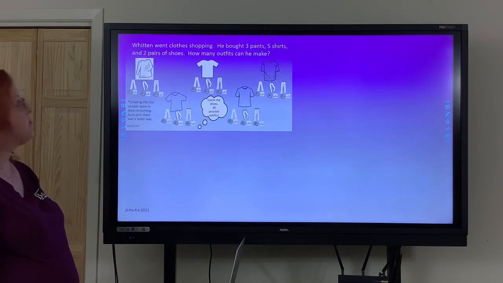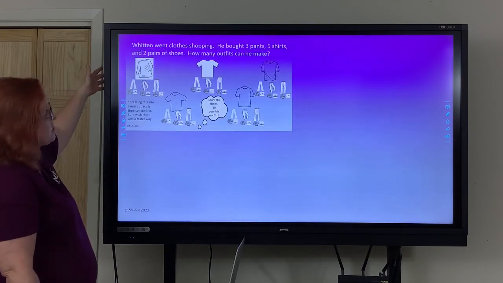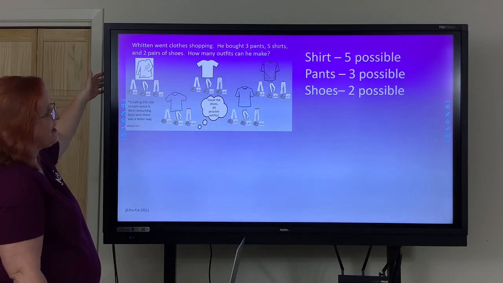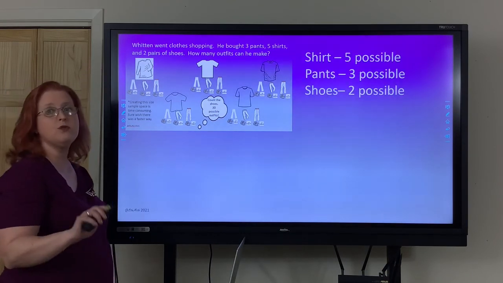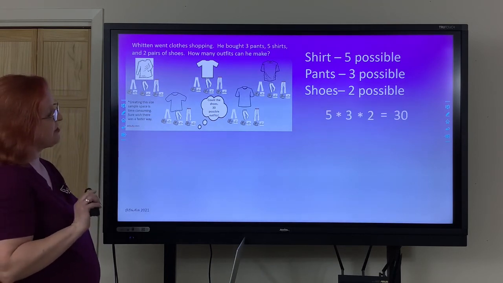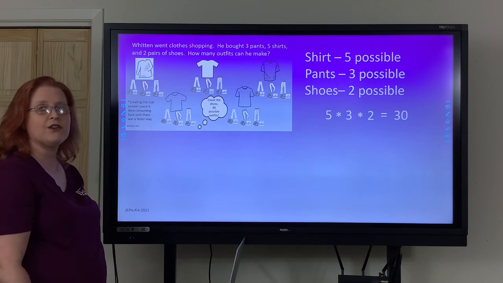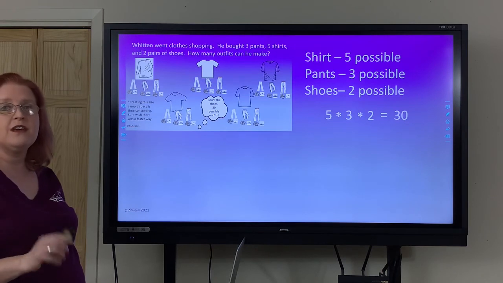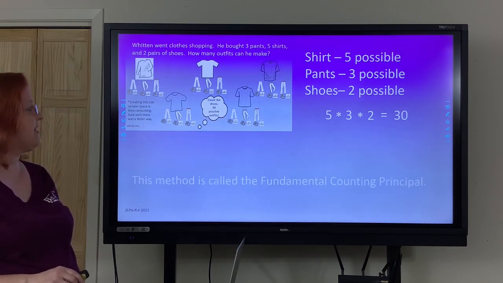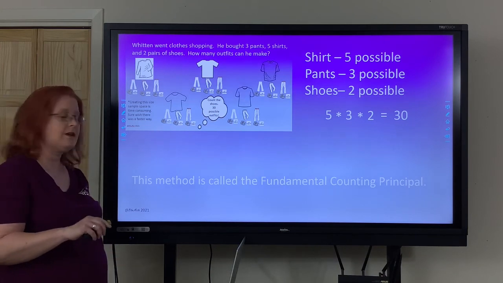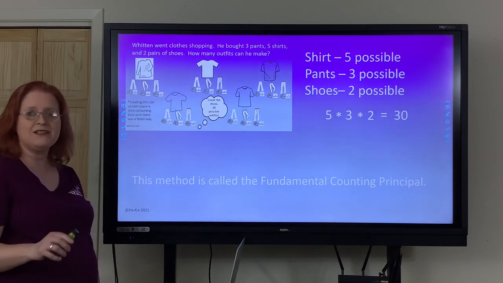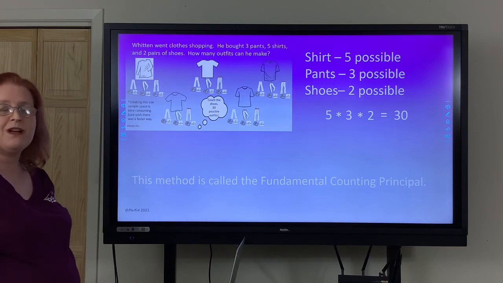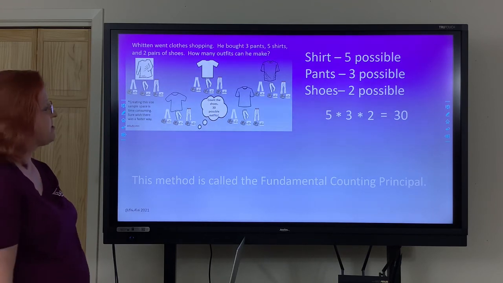On our clothes shopping with Witten, we would have 5 shirts, 3 possible pants, and 2 possible shoes. So when you multiply 5 times 3 times 2, you get 30. And so again, if you don't need a list of everything and you just need the number, that's the easier way to do it. And this is called the fundamental counting principle. What that says is exactly what I just told you. You multiply the outcomes of each action, and you get the number of possible outcomes in that situation.